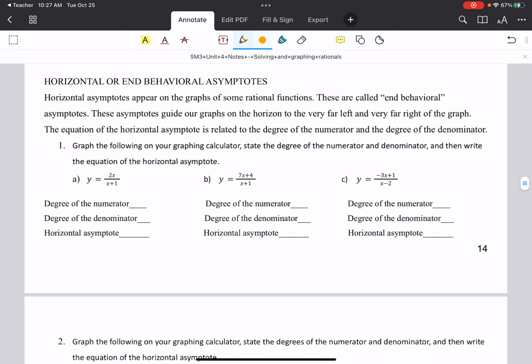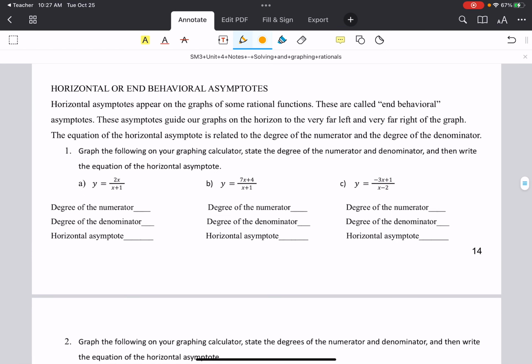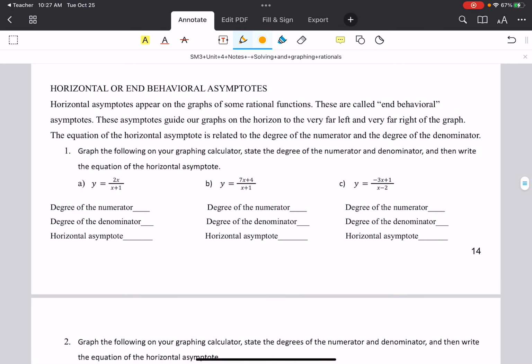Let's talk about horizontal asymptotes. We're going to go down to the bottom of page 14 where it says horizontal or end behavioral asymptotes. Are you at the horizontal or end behavioral asymptotes on page 14? Yeah.